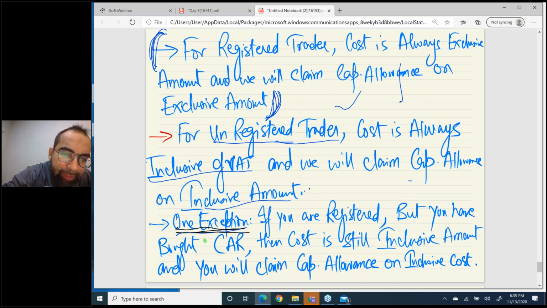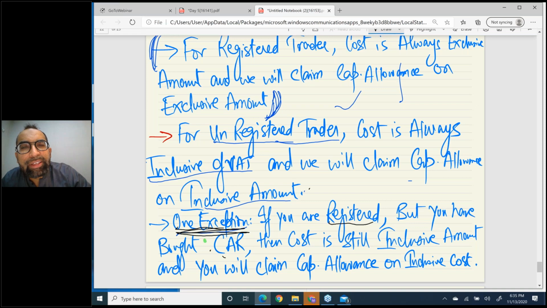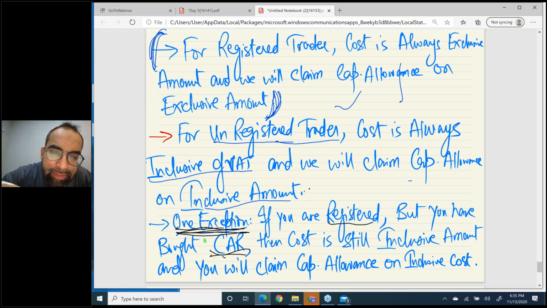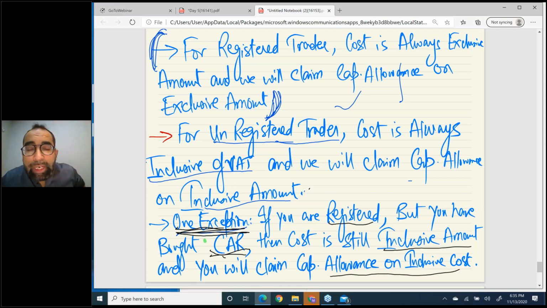Let me change the color. If you are registered but you have bought a car with some private use, then cost is still inclusive amount and you will claim capital allowances on inclusive amount, right? Hope you remember, you cannot claim input VAT on cars with some private use. Even if you are a registered guy, still you can't claim. I hope you remember these rules. So again, inclusive amount. Be careful with these dodgy things where you may lose marks.